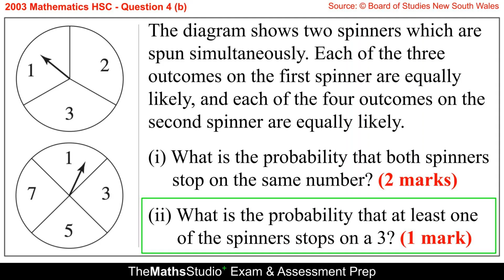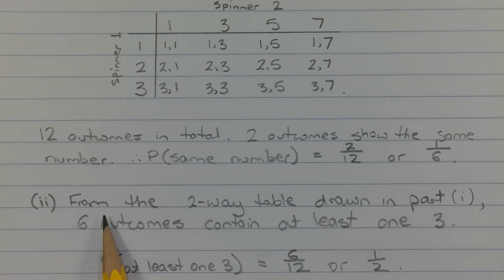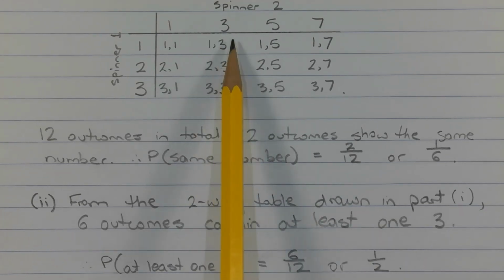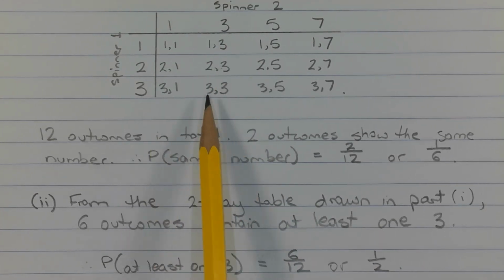Part 2. What is the probability that at least one of the spinners stops on a 3? Referring to the two-way table that was drawn in Part 1, so that's this table here, 6 of the outcomes contain at least one 3. So 1, 2, 3, 4, 5, and 6. So the probability of at least one 3 showing on a spinner is equal to 6 over 12, which simplifies to 1 over 2.